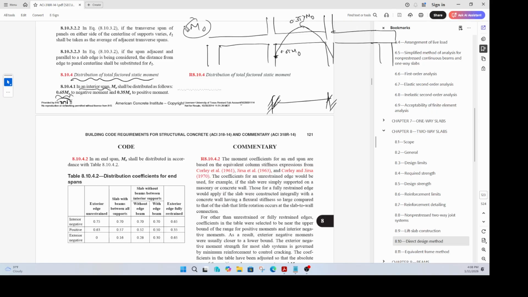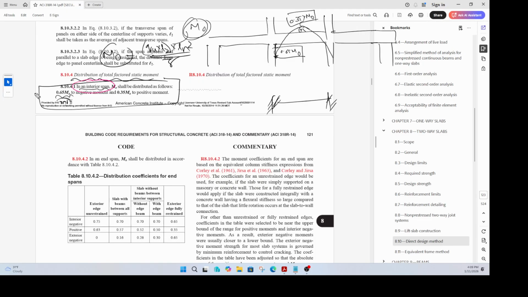So you take M naught. Finally, what we are doing is we calculated M naught. How did we calculate M naught again? M naught we calculated as Qu times L2, that is my UDL, times my span squared by 8. That was my M naught. I'm taking that M naught value and distributing it to the negative region and the positive region. On the negative region, I do 0.65 times M naught, and positive region 0.35 times M naught. And that applies only for the interior. This whole thing is only for your interior span.